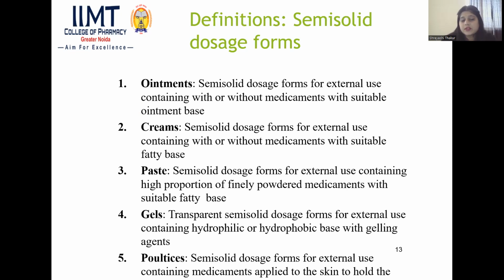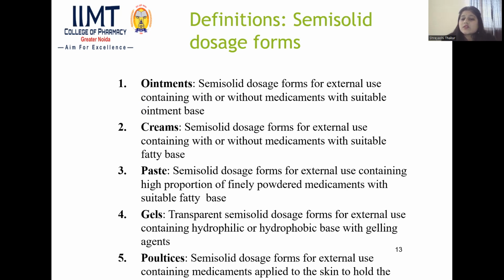Semi-solid dosage forms. The first example is ointment. What is ointment? Ointments are semi-solid dosage forms for external use containing, with or without medicament, a suitable greasy or fatty base. The next one is cream. Cream is also a semi-solid dosage form for external use containing, with or without medicament, a suitable fatty base. The next one is paste. Pastes are semi-solid dosage forms for external use containing a high proportion of finely powdered medicament with a suitable fatty base.